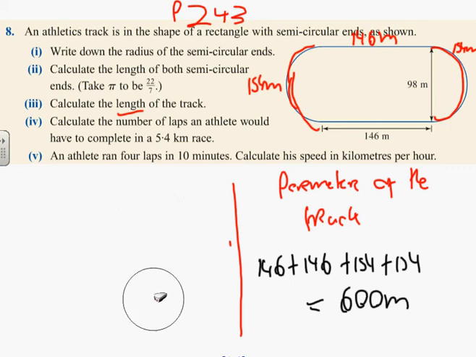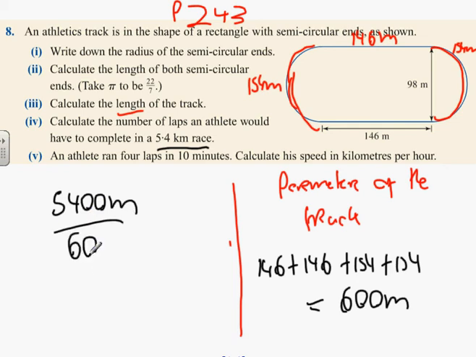Remember that word. Now, calculate the number of laps an athlete would have to complete in a 5.4 kilometre race. What is 5.4 kilometres in meters? 5,400 meters, because 1 kilometre is worth 1,000. Kilo means 1,000. Divided by 600 meters per lap gives 9 laps.